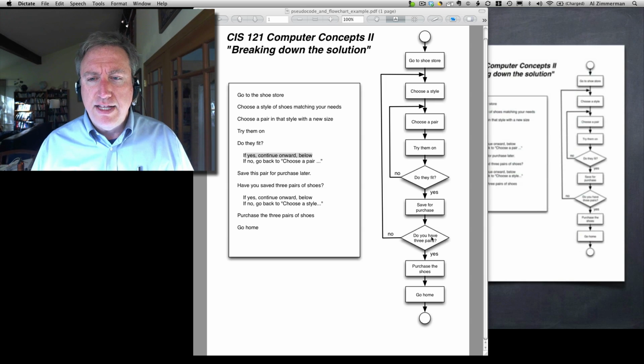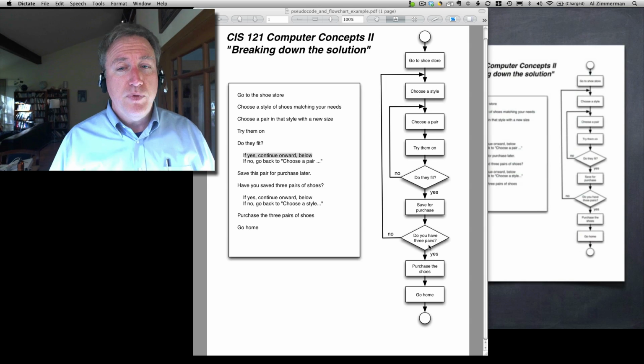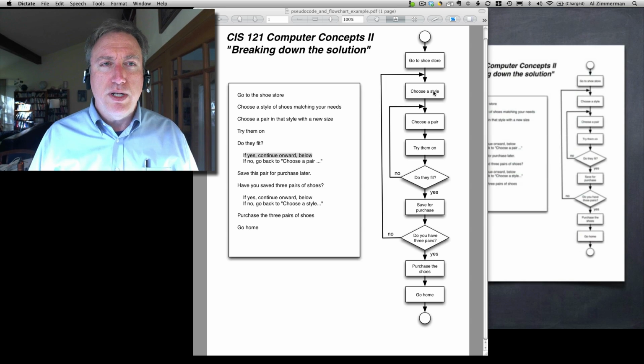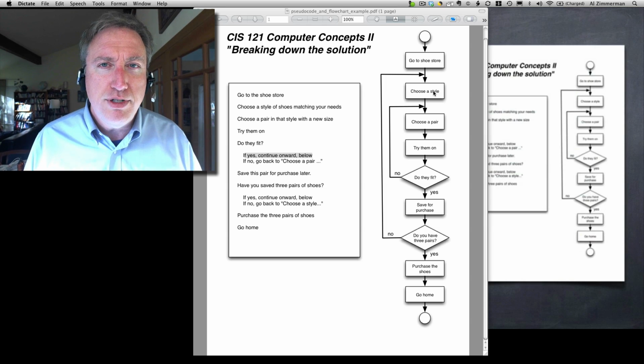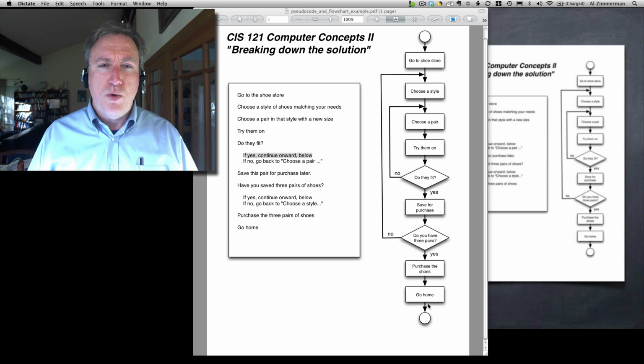And then outside that loop, we have another loop. Do you have three pairs? Count the number of pairs you have. Do you have three of them? Well, if no, then go back, and you might want to look at a different style. You found your princess shoes, now look for your athlete shoes. When you have three pairs, then purchase the shoes and go home.